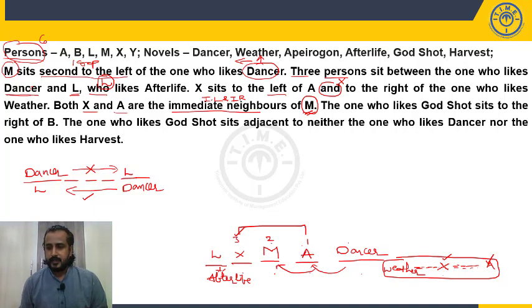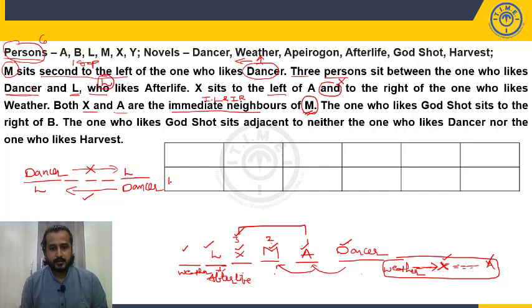Now again we have one more point. X is to the right of the one who likes weather. So X is here, so X is on the right side of weather. Here already we have afterlife. So definitely I have to take one more person, and that person must like weather. Now how many persons is the arrangement? 1, 2, 3, 4, 5, 6 persons, right? As we got a 6 persons arrangement, let us freeze it.